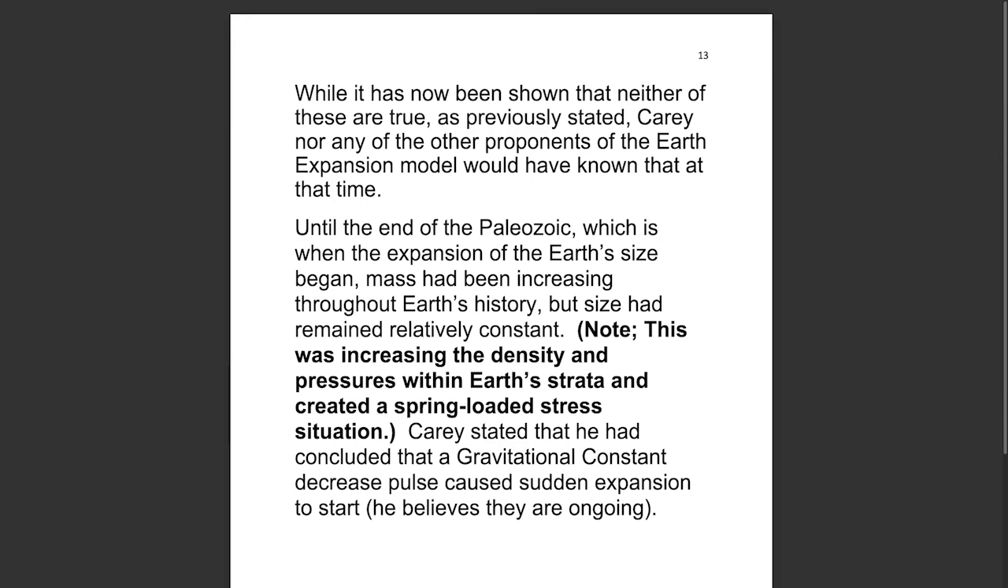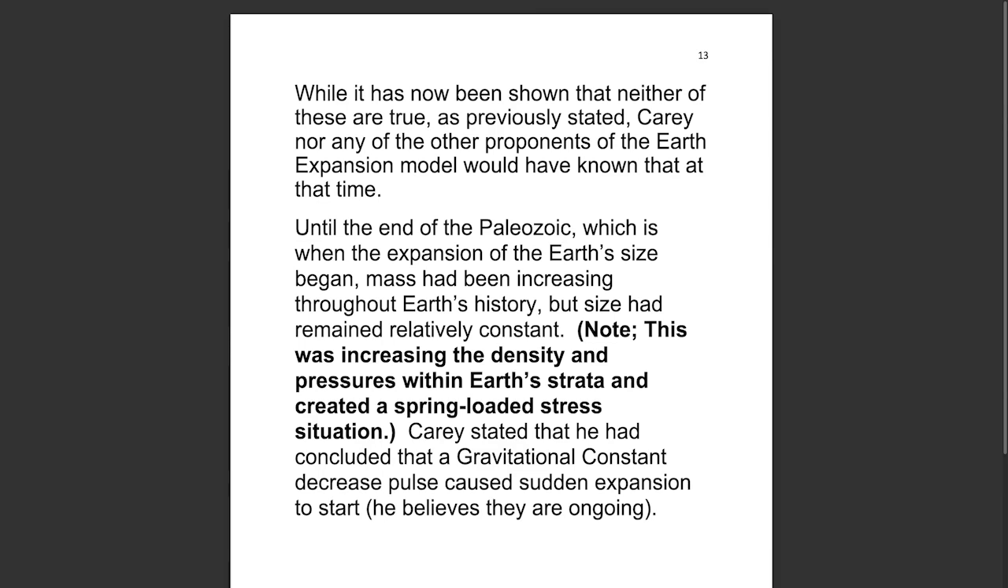As the mass is increasing, the density of the Earth and the pressure changes in the Earth's strata will increase massively. And that creates a spring-loaded stress situation. If you crack that, you're going to have a sudden mass expansion. It's not going to be slow. And you'll see how that happened here as I go on.